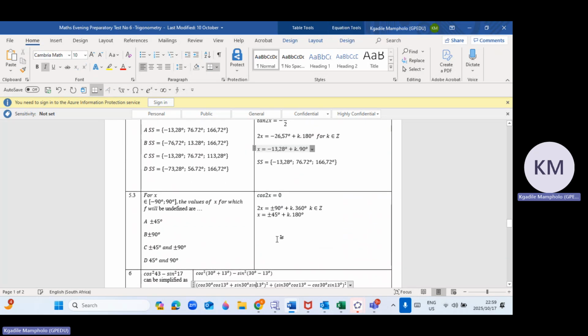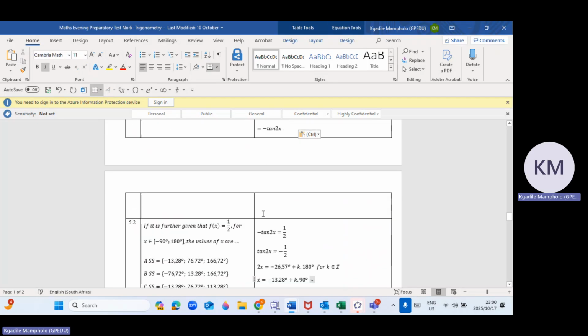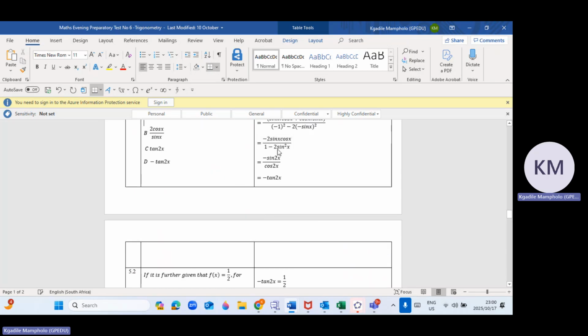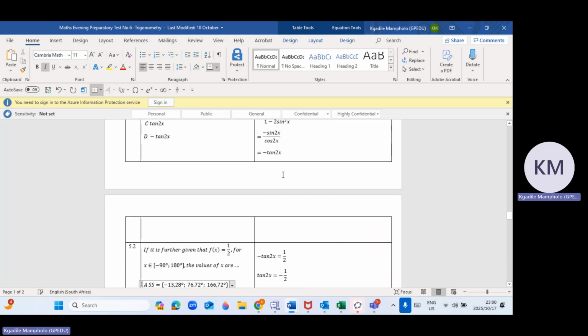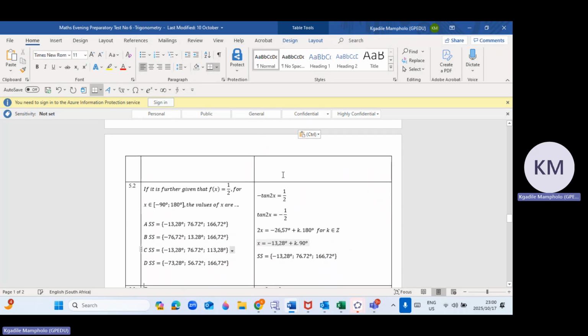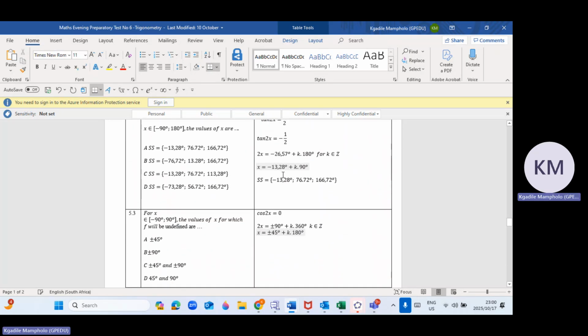For x an element of minus 90 and 90, find the values of x for which f will be undefined. Remember, this can only be undefined if the denominator is 0. If you check, when we were simplifying, our denominator was 1 minus 2 sine squared x, which is cos 2x. It means this can only be undefined if the denominator equals 0, which is cos 2x in this case. So we say for this to be undefined, cos 2x should be equal to 0.